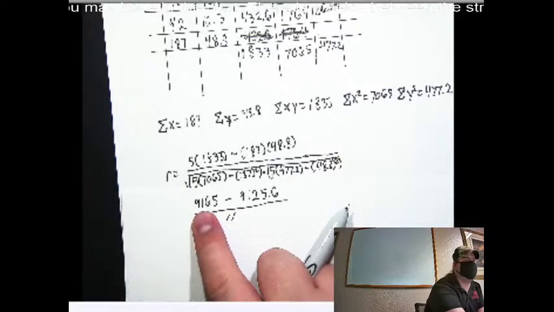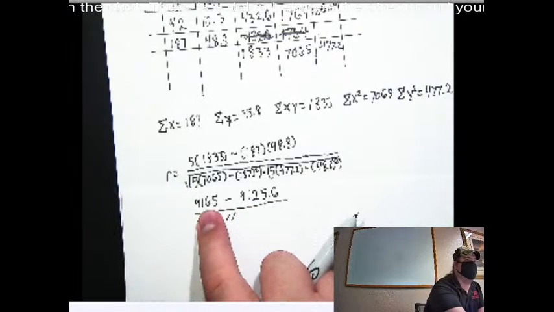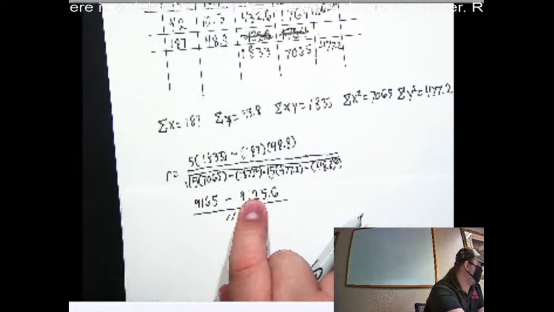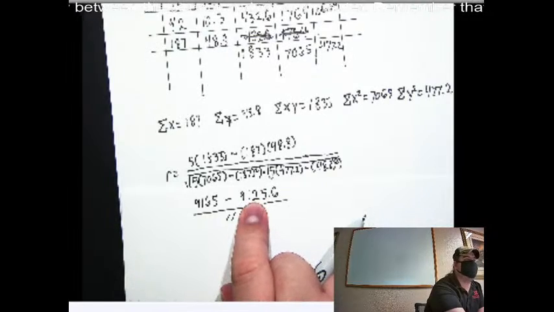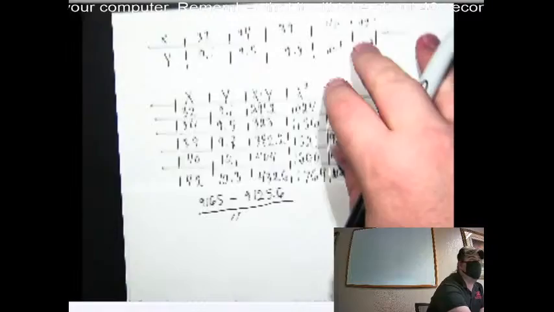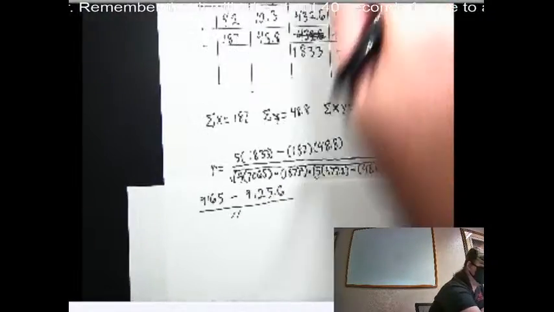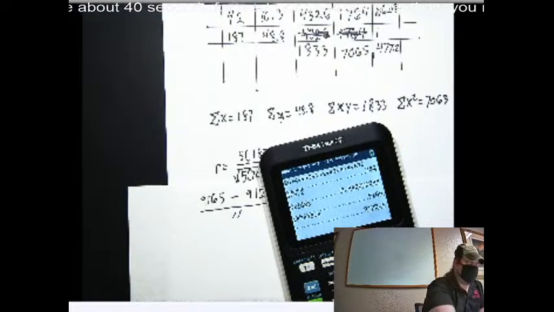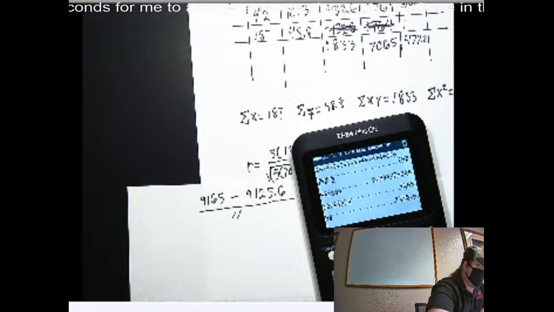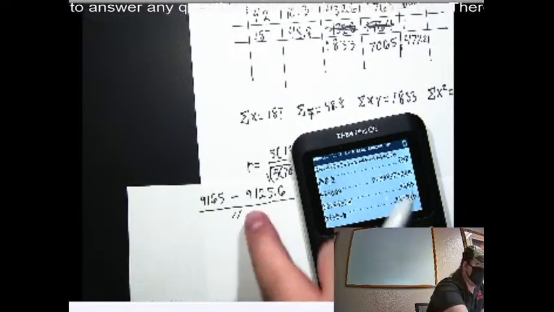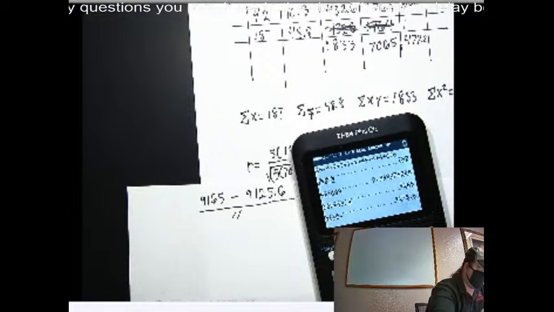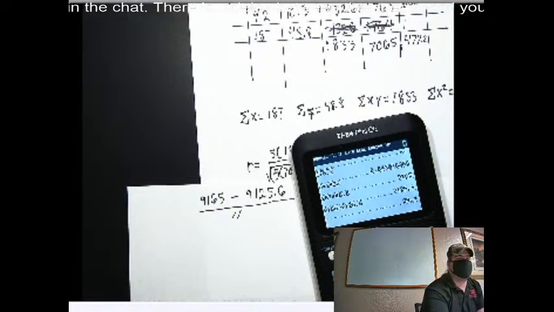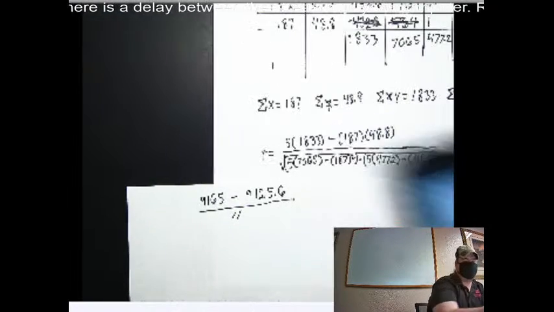Now before we subtract it, notice that this one is very similar to this one. They are very close in value. That's a good sign that tells us that maybe our correlation coefficient is going to tell us that our data overall is correlated. But let's go ahead and subtract these. So we have 9165 minus 9125.6. And we get a difference of 39.4.